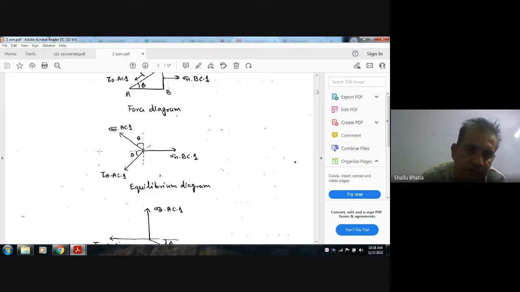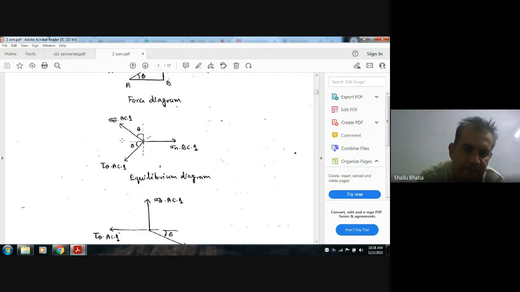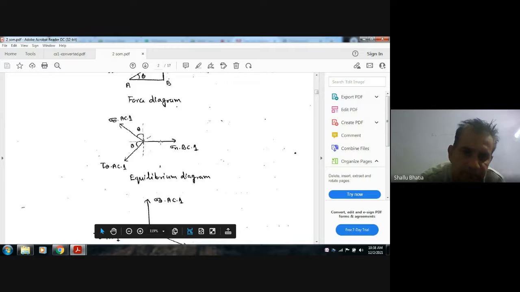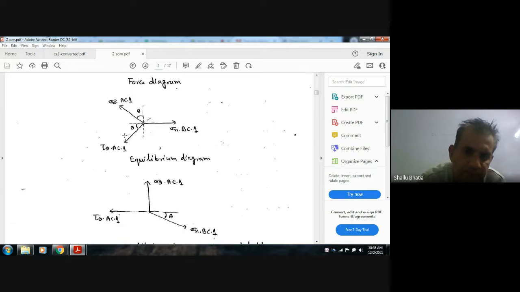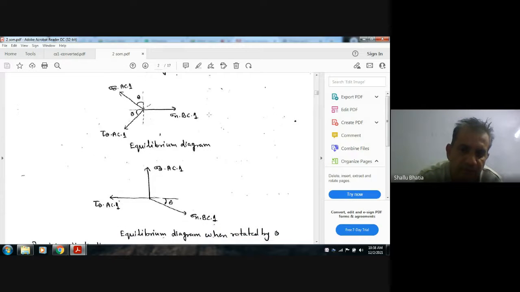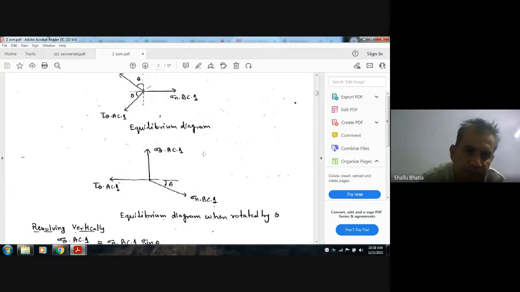Now, if we rotate the whole diagram by an angle theta, then this sigma theta AC will come here, okay, and sigma x BC will come here, okay, and tau theta AC will come here. Now it is easy to find out sigma theta and tau theta, because sigma theta is in the vertical component and tau theta is in the horizontal component.